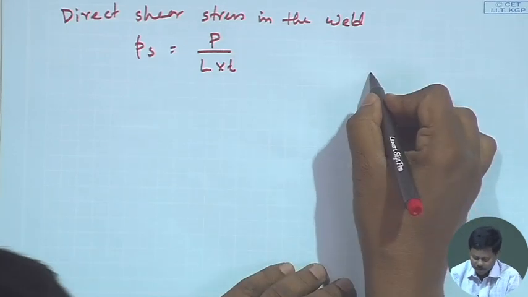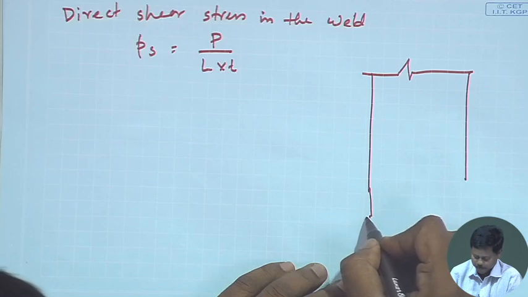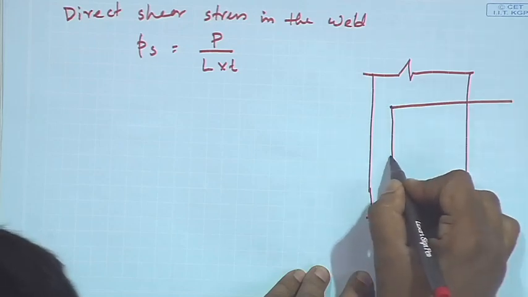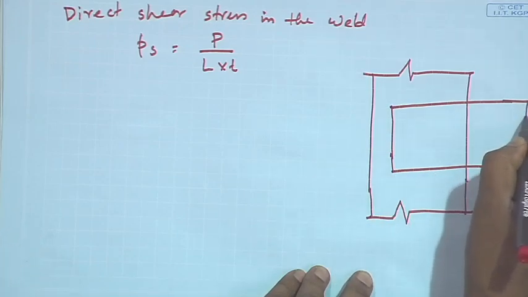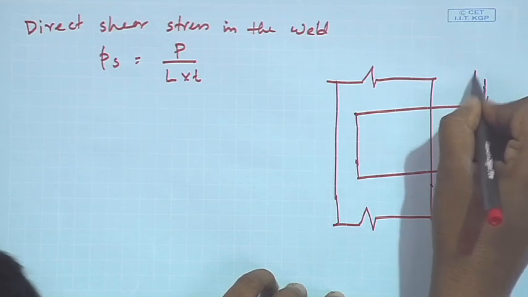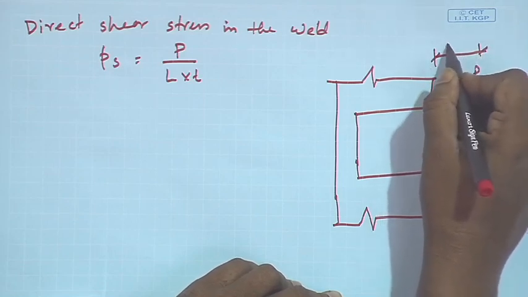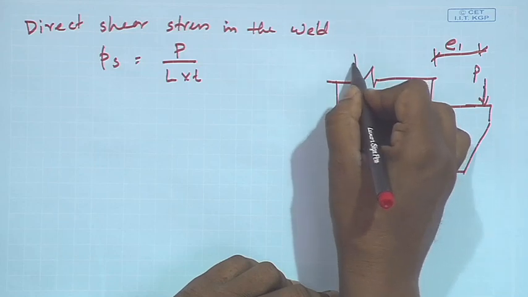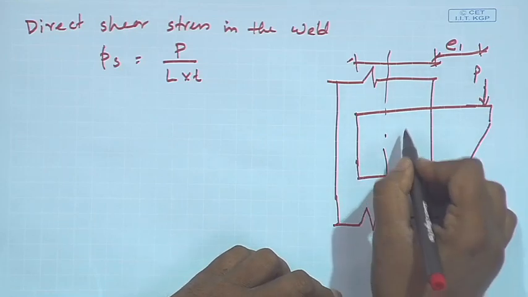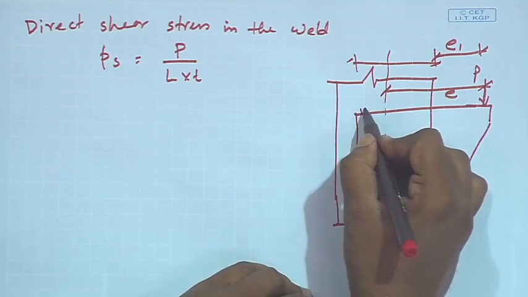Say, for example, we draw the figure we have seen. This is a column which is connected by weld, and the bracket is taking a load of P. This distance is some distance E1. We can find the CG of the weld, and then we can find the eccentricity E. We do not know the value of M right now unless we know the CG of the weld group.